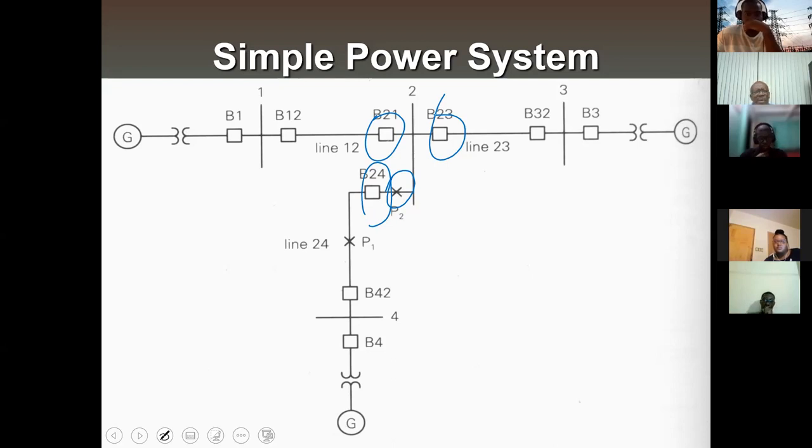Well, with that one, the line 2-4. If I were to have a fault on line 2-3, which breakers do you expect to operate? B2-3 and B3-2. Yeah. All right. So it would leave this intact because that has nothing to do with the fault. Because remember now, although it's not shown on this diagram, you would want to leave the generator intact.